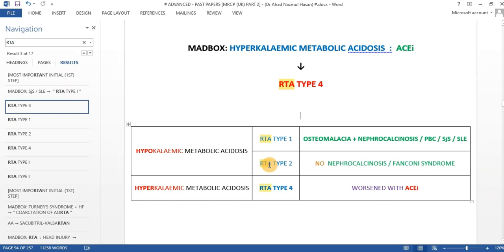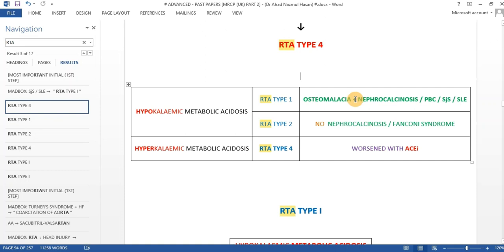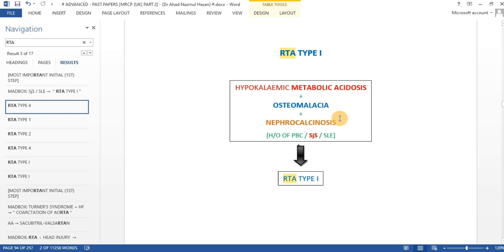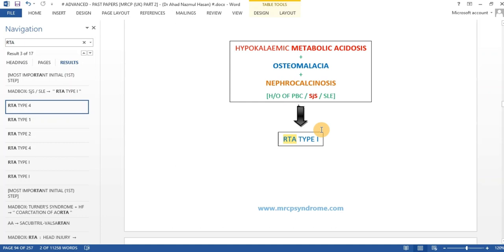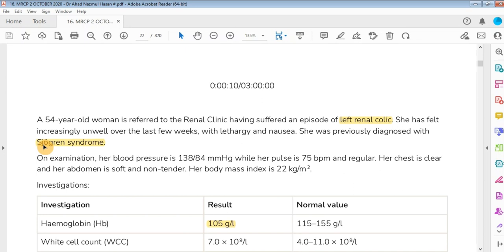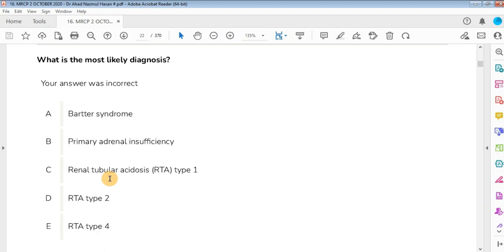So how can I differentiate between type 1 and type 2? Type 1 is usually associated with conditions like osteomalacia, nephrocalcinosis, primary biliary cirrhosis, Sjogren's syndrome, and SLE. And type 2 is usually associated with Fanconi's syndrome. So hypokalemic metabolic acidosis plus either osteomalacia or nephrocalcinosis or a history of primary biliary cirrhosis, Sjogren's syndrome or SLE points towards RTA type 1. This patient has Sjogren's syndrome. So hypokalemic metabolic acidosis, either type 1 or type 2, and Sjogren's syndrome point towards type 1.